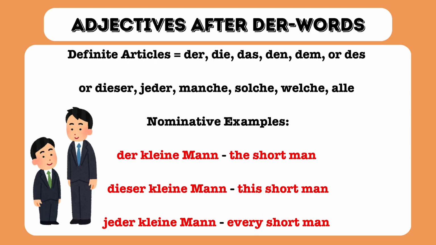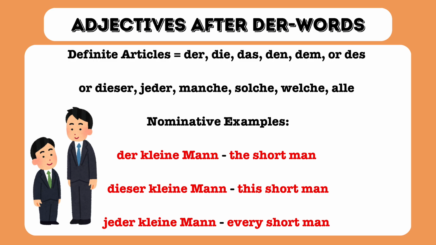That part is Texas. Now, what counts as a der word? I've rattled off a list of these things a couple of times now, but here's the actual list. Der, die, das, den, dem, and des, that would be all of the der words that were just listed on the previous pages, and dieser, jeder, manche, solche, welche, and alle. There's also beide in there, but we usually don't talk about that one. Der kleine Mann, dieser kleine Mann, and jeder kleine Mann all indicate here that we have a der word in front, and the adjective ending takes an e for the nominative form.